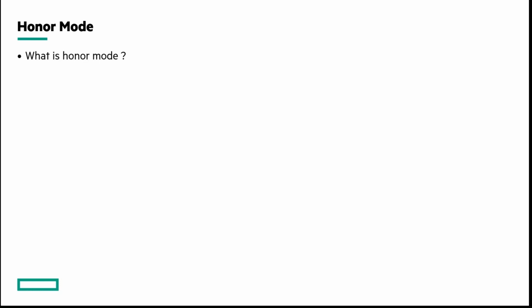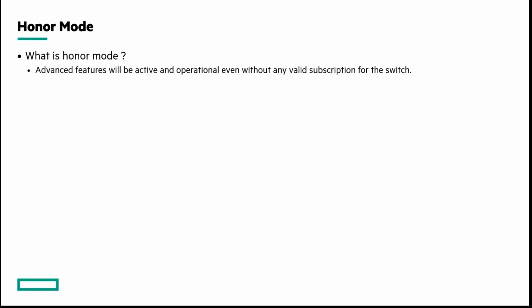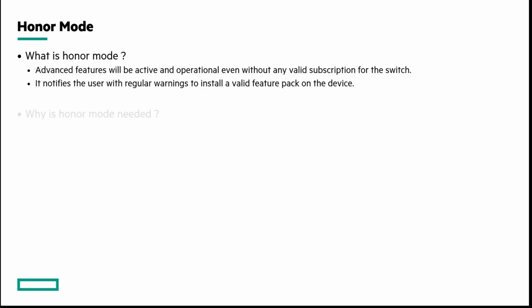At this point, it will be interesting to know more about honor mode, so let us look into it. So what actually is honor mode? In case of honor mode, advanced features will stay active and operational even when no valid subscription is installed on the switch. If an advanced feature is in use, it regularly notifies the user with warnings to install a valid subscription.